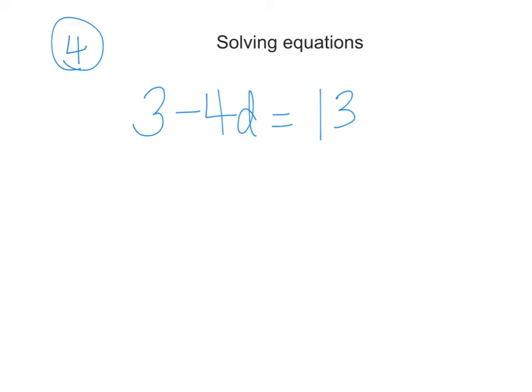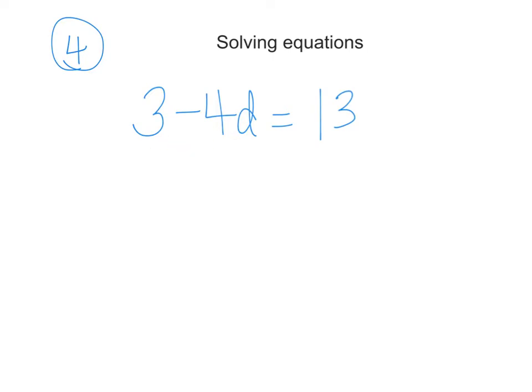The reason I chose this one is because I see this minus in front of the 4. We need to remember that even though it's a minus right now, it's actually attached to this 4. So when we undo it, it's going to be at the step when we divide. Before we get there, what I want to remind you of is that we need to get d by itself, or whatever the variable happens to be, in this case d.